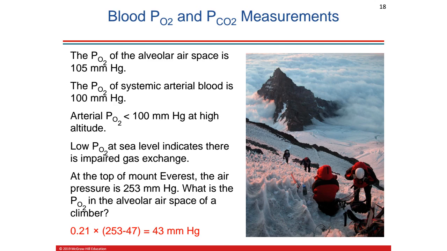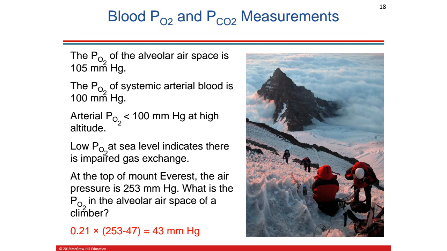Then you take that number and multiply it by 0.21. We're assuming that the atmospheric percentage of oxygen is 21%, and that's true, again, due to the mixing of air. And so we get this number of 43 millimeters of mercury. So that's much lower than the 105. And recall that this 105 was reduced from 150 when we took into account the water vapor pressure. So we're doing that here.